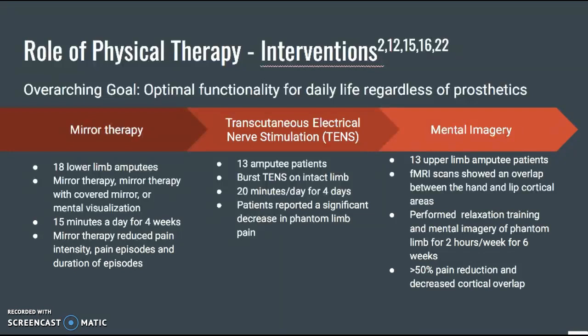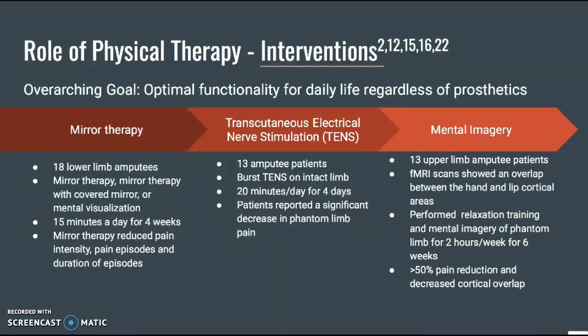A study performed by Talek and colleagues applied burst TENS to 13 amputee patients on their intact limb for 20 minutes a day for 4 days. The current that was used was strong but comfortable and elicited no visible muscular contraction. After 4 days, patients who received TENS reported a significant decrease in pain.